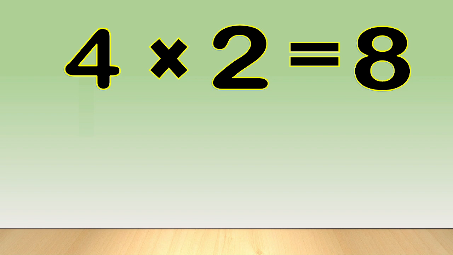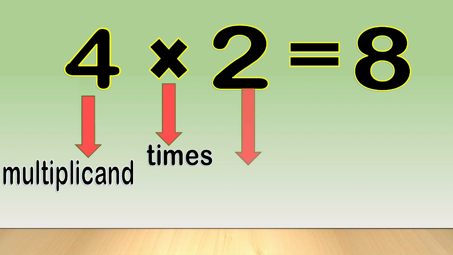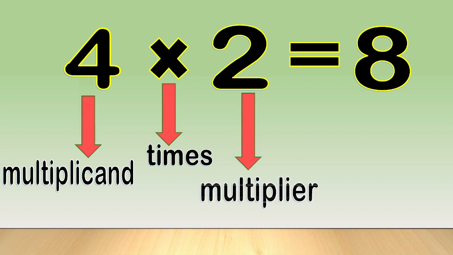4 times 2 equals 8. The number 4 here is what we call the multiplicand. It's a number multiplied by another number. The symbol that you will use here is times. The number 2 here is what we call the multiplier. It is a number with which to multiply. And the answer in multiplication is called product.